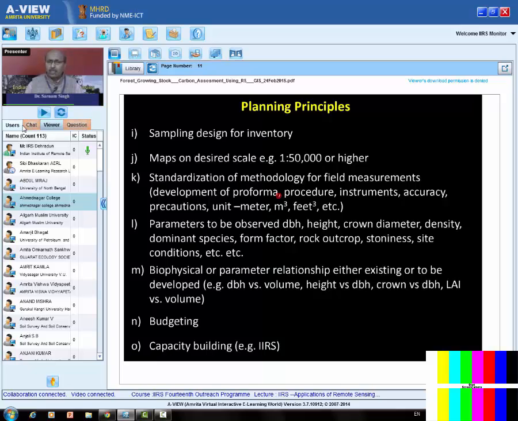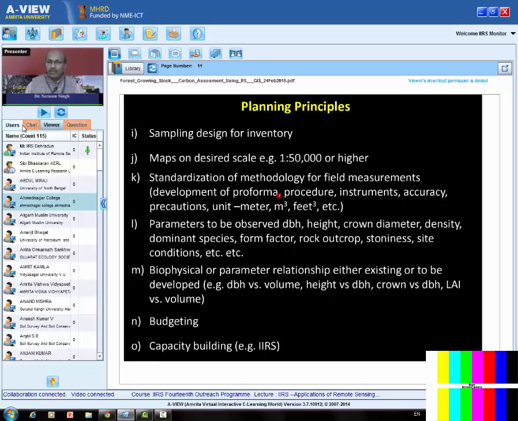We should also decide on what kind of parameters we are going to observe in the field. It can be DBH. DBH is basically diameter at breast height. I'll be discussing this also a little later. Then height has to be measured for all the trees. Crown diameter is a very important aspect for correlating with the satellite data. Then density of the forest is important, or density of the common dominant species can be one of the criteria for taking the observations.